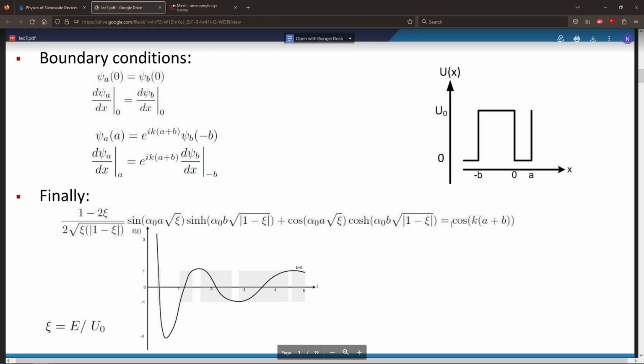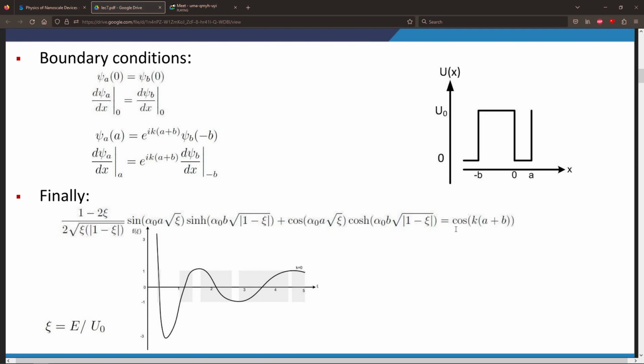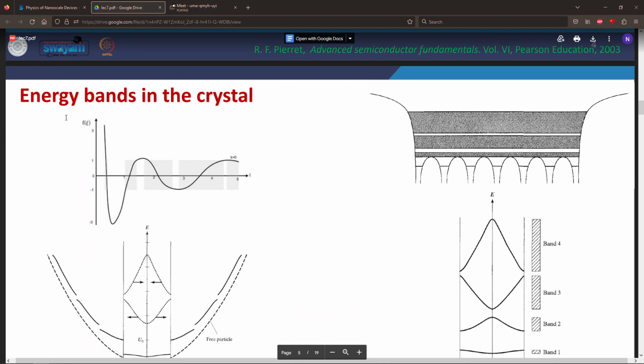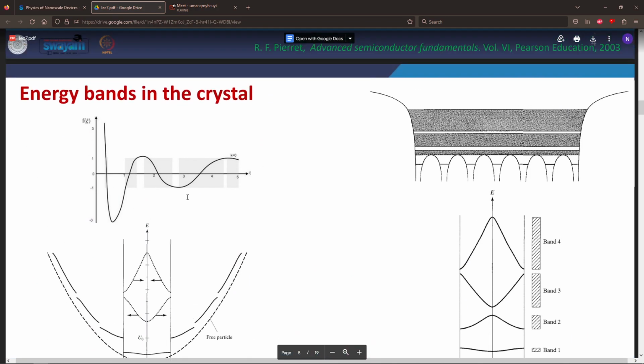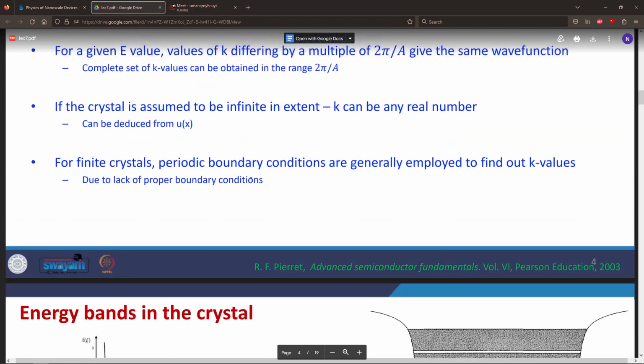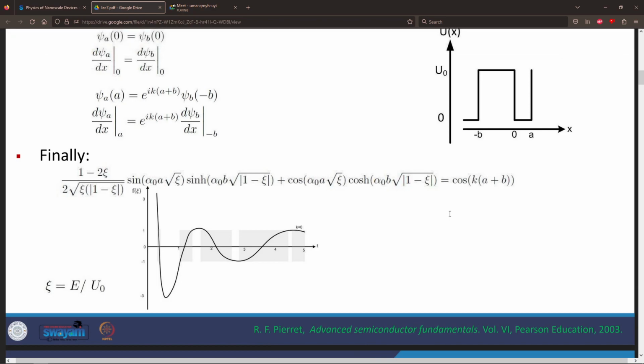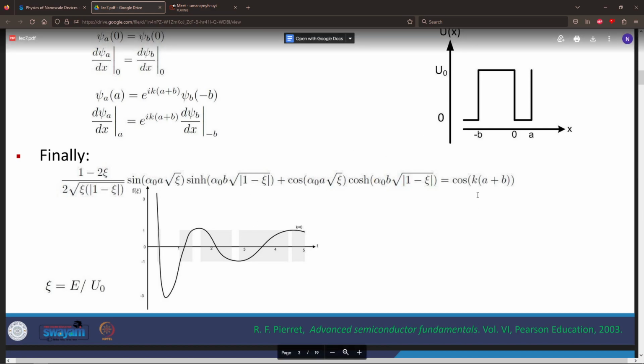What can we say effectively from this equation? Since we have the cos function on the left hand side, I will refer to this graph over here. To solve this, I have to take the cos inverse of the left hand side, correct? So you have to take the cosine inverse of the left hand side, which implies k times a plus b will be the cosine inverse of the left hand side. Is that okay?